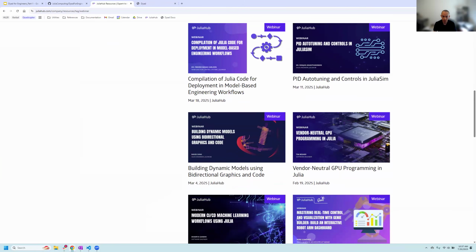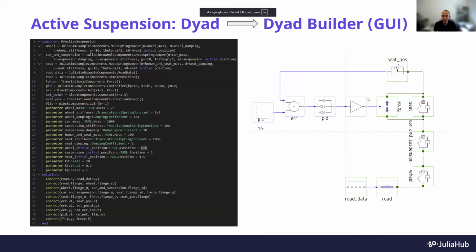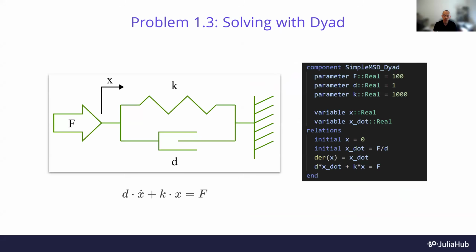And also right down here, building dynamic models using bidirectional graphics and code. This is a webinar that I walk through, this active suspension model you see right here. I walk through this model and show you how we can manipulate it from both the GUI and also the IDE. We manipulate this model, analyze it, simulate it, and show you how that one-to-one mapping and the single source of truth work out in practice. Okay, but for today, we're going to keep it a little more simple. We're going to move on to solving this same mass spring damper system, but I'm going to show you how we can do it in Dyad.